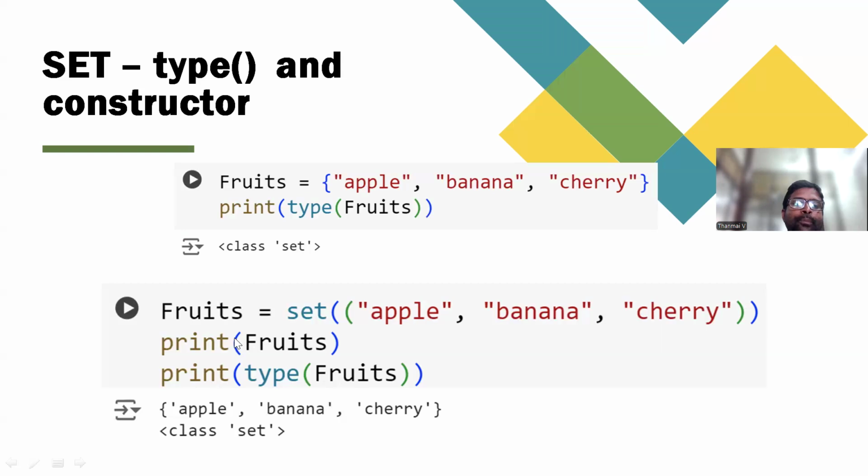So print fruits and print type of fruits. Print fruits will print the complete set: apple, banana, and cherry. When I write print type of fruits, it will print what type of collection fruits is, whether it is a list, a set, a tuple, or a dictionary. We know that it is a set type of collection, so we get the output as class set. So this is all about the set.